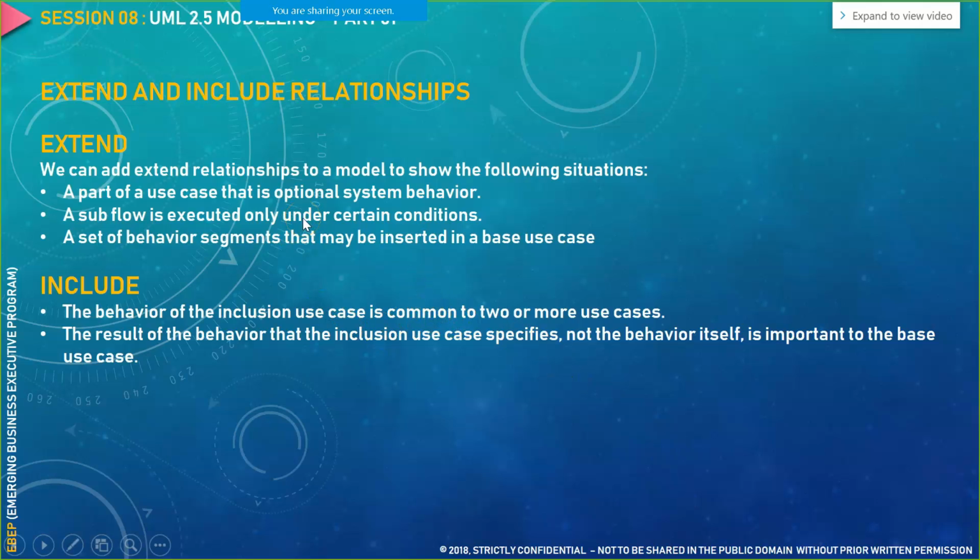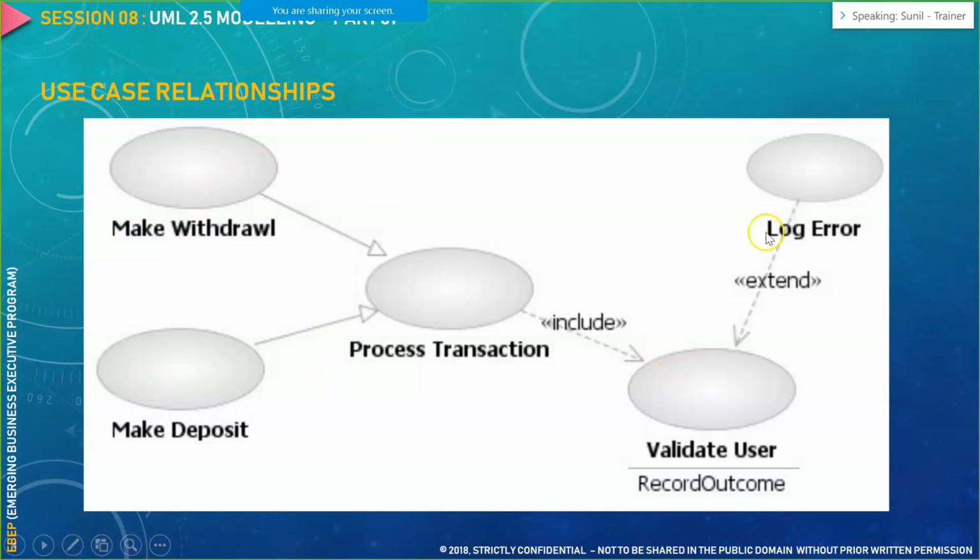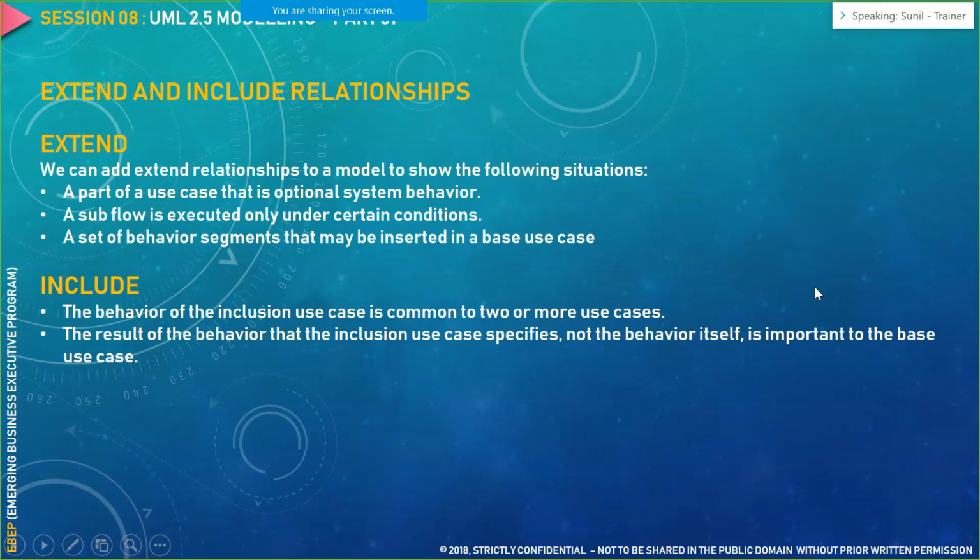Like I explained, extend and include relationship. So we can add an extend relationship to a particular use case in the following situation. For example, a part of a use case that is optionally a system's behavior. In our example, this log error won't happen always. It's an optional thing, so that's the reason we used the extend keyword. Whenever a network outage happens, only then would a log error happen.